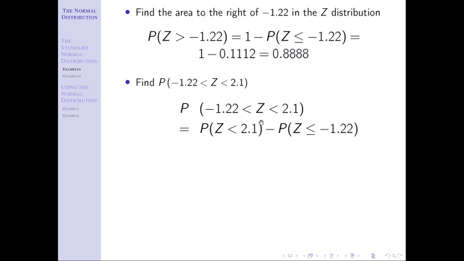I have to go to the table, and I'm going to look up 2.1 on the outside. I'm going to look up negative 1.22 on the outside, replace the entire probability statement with those two numbers, and then just subtract off to get the answer.